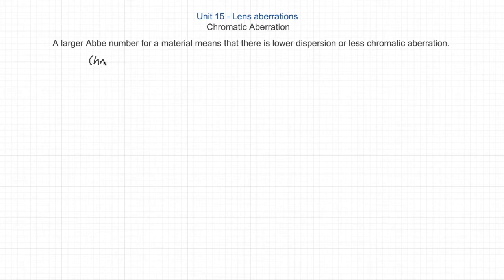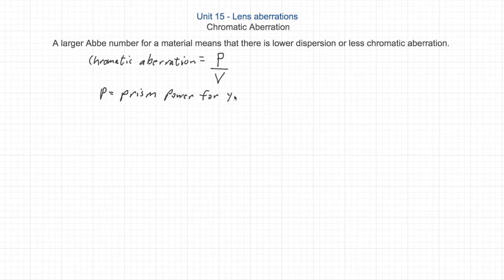A larger Abbe number means that there's lower dispersion or less chromatic aberration for that material. If you think about the denominator, n sub f minus n sub c, if that's a smaller number, if the spread is less, you have a larger Abbe number. Chromatic aberration equals P over V, where P is the prism power for yellow light. If there's no little letter in the lower right, no subscript, you can assume that the variable is for yellow light.